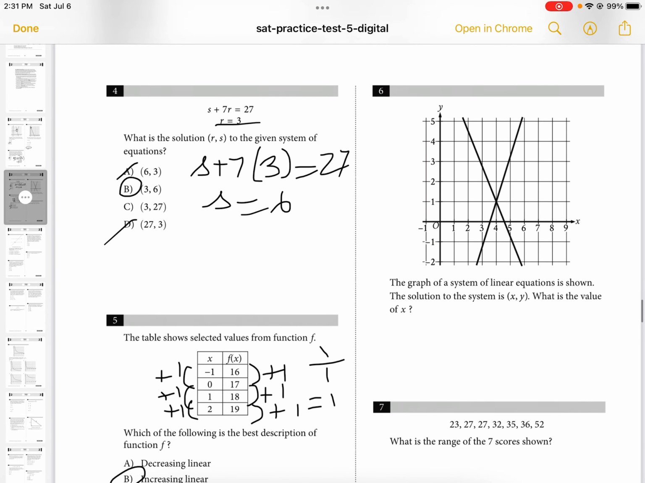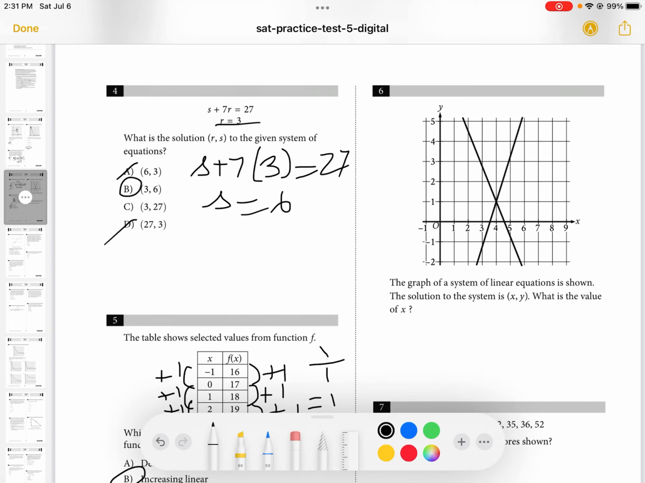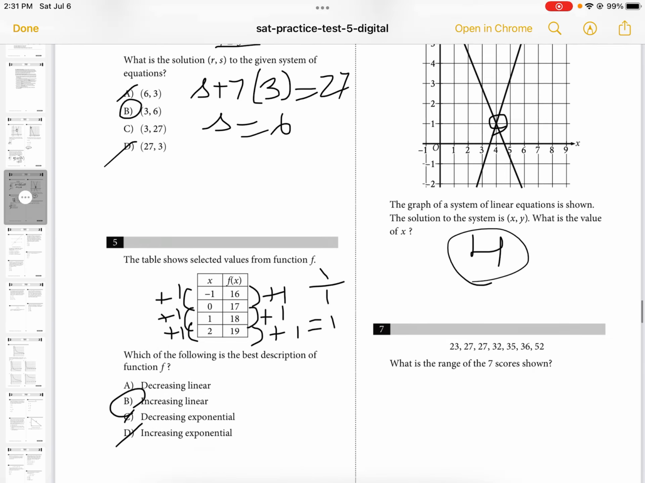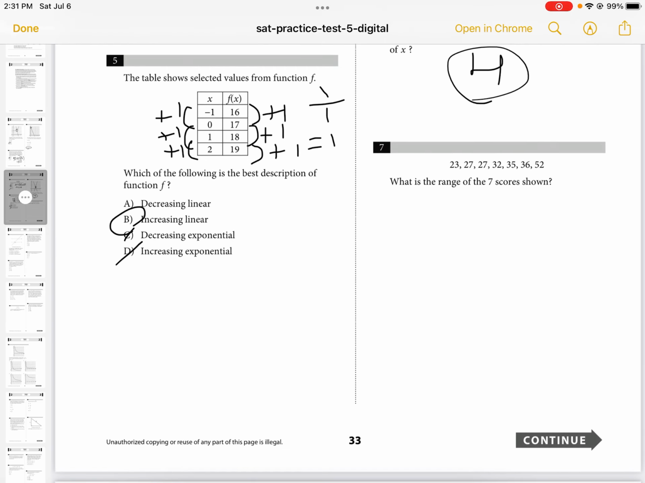Number 6, the graph of a system of linear equations is shown. The solution to the system is (x, y). What's the value of x? Okay, again, the solution here is the intersection point of the two lines, and our x value is 4. So that's our answer. So there's the intersection point. It's at (4, 1). So our x value there is 4. Okay. Let's go further down.